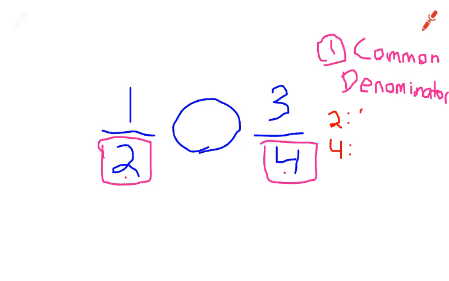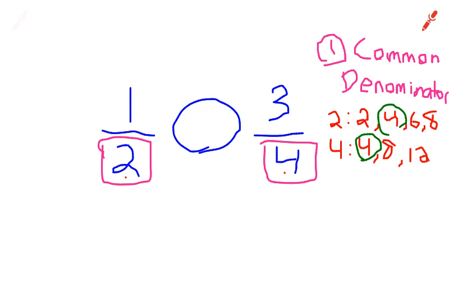So the multiples of 2 are 2, 4, 6, 8. And the multiples of 4 are 4, 8, 12. We need to find the lowest one they have in common, which you can see here is a 4. So our common denominator we need to find is 4. So we need to have both of these denominators, the 2 and the 4, be a 4. So this one's already a 4 here. We don't really have to change anything. We can leave that 3/4.